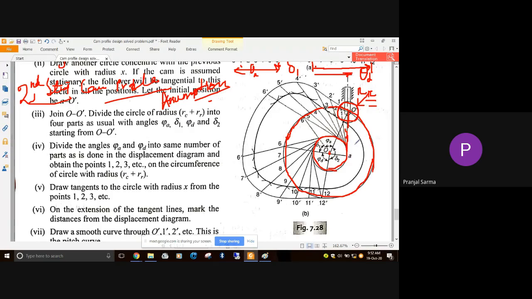Now, this O is the initial position. O is the center of the circle, sorry, and O dash is the center for this particular roller. So this is the starting point of the roller, which is offset by an amount of 12 mm. Up to this much clear, everyone?